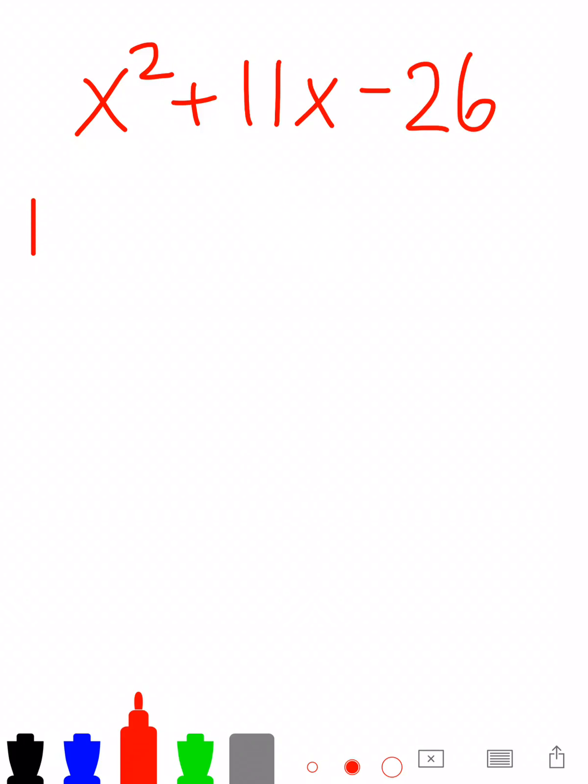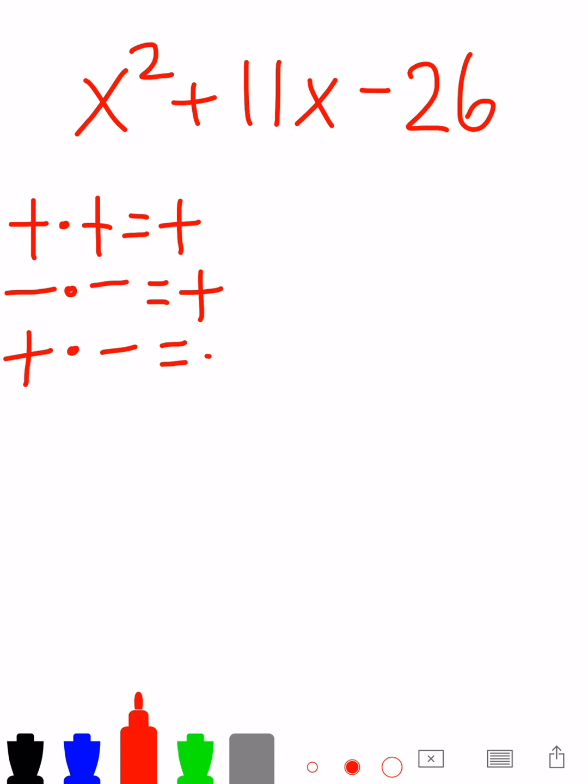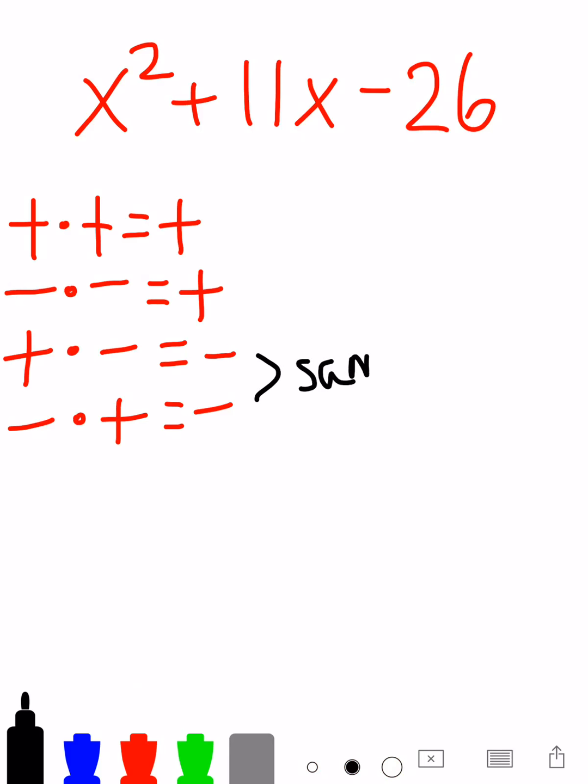Basically it means that a positive times a positive will give you a positive number. A negative times a negative will give you a positive number. And a positive times a negative will give you a negative. And this is the same thing, just written the other way. A negative times a positive will also give you a negative. I'm going to make a note here that these two are the same. You want to be sure that you jot down these rules right here.